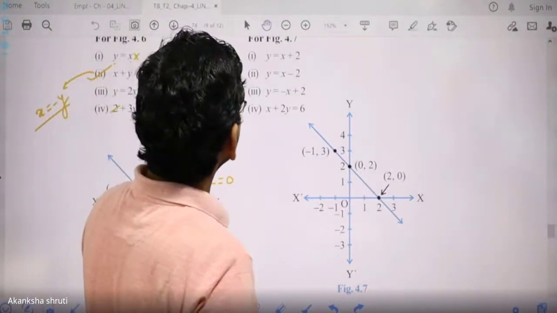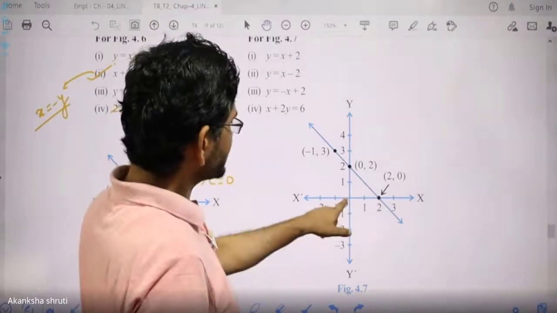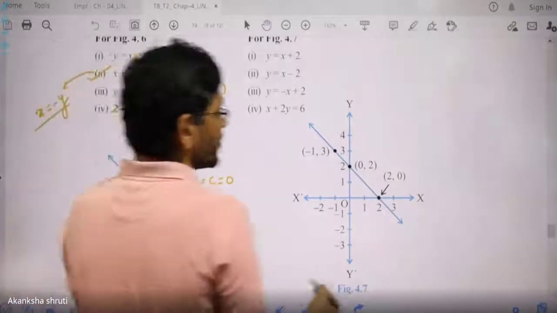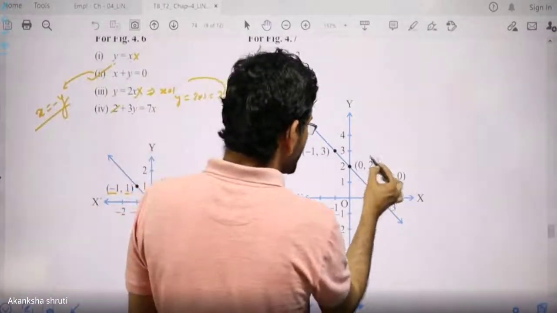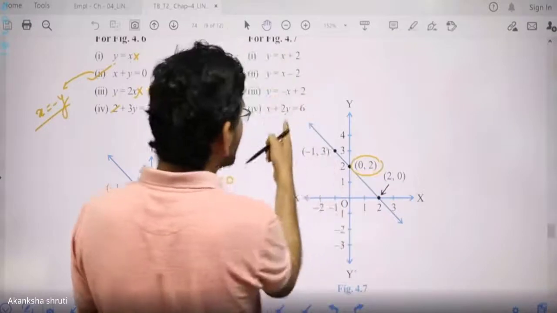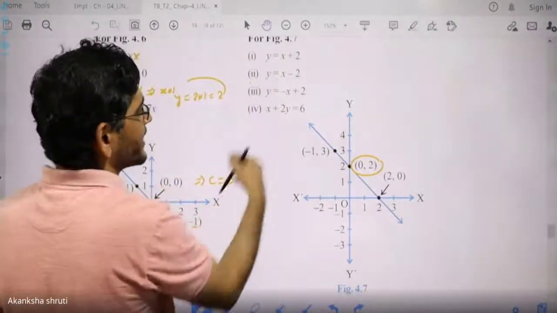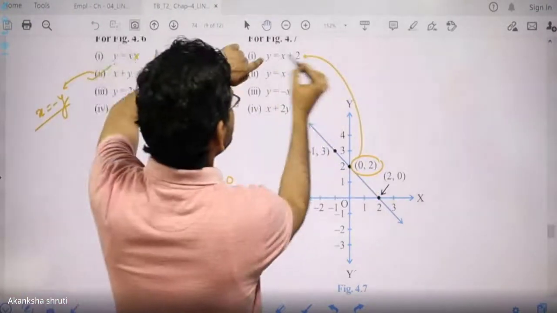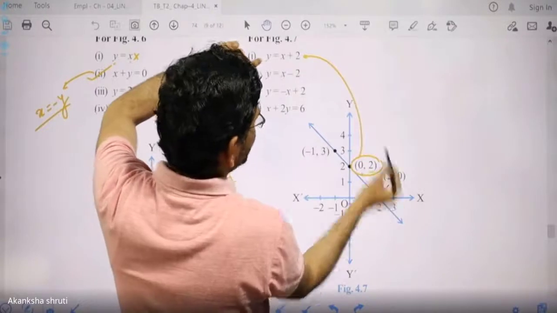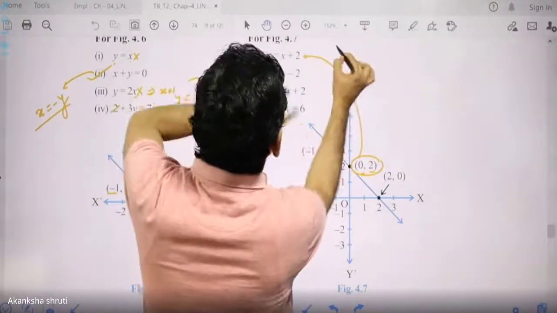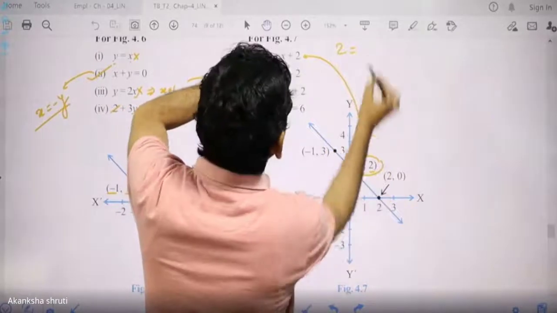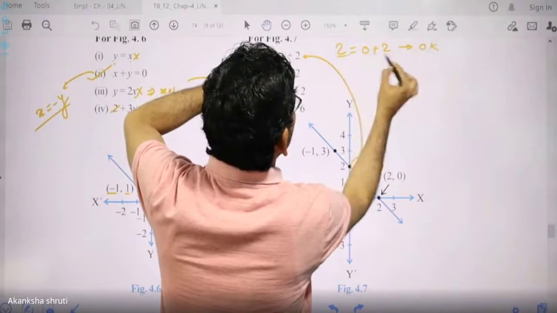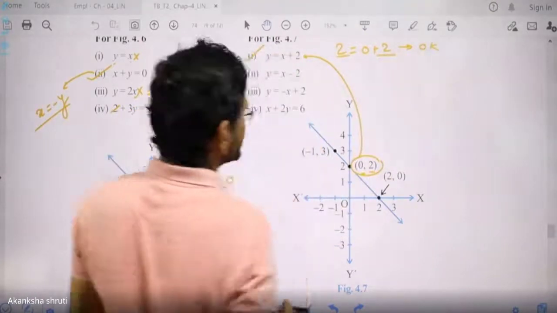In this case, the graph is not passing through the origin, which means the constant surely cannot be 0. But what could it be? For finding that, whatever solutions are there, you substitute them in the equation and find which one is satisfying. If I substitute this first, y is 2, x is 0. Taking 2 equals 0 plus 2, left hand side is 2, right hand side is 2. So the first itself is satisfying.